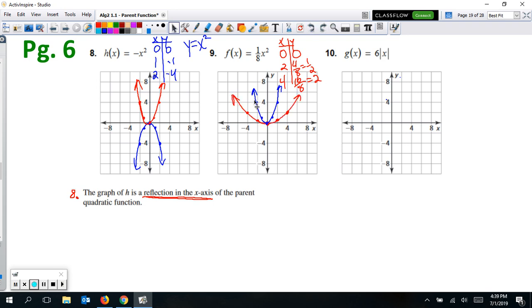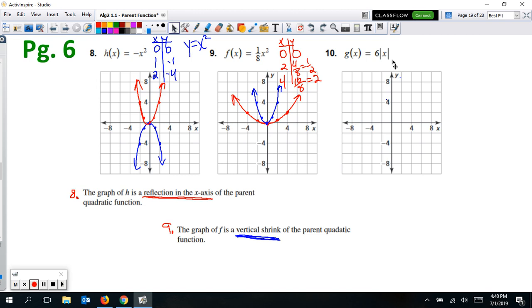Notice that it moved down. It actually shrank because it got closer to, went from the blue one to the red one. It went down, it shrank, it got wider or flattened out. So we were going to talk about a shrink on this one. So it's going to be a vertical shrink by a factor of 1/8. Notice the factor number is less than 1. It's between 0 and 1.